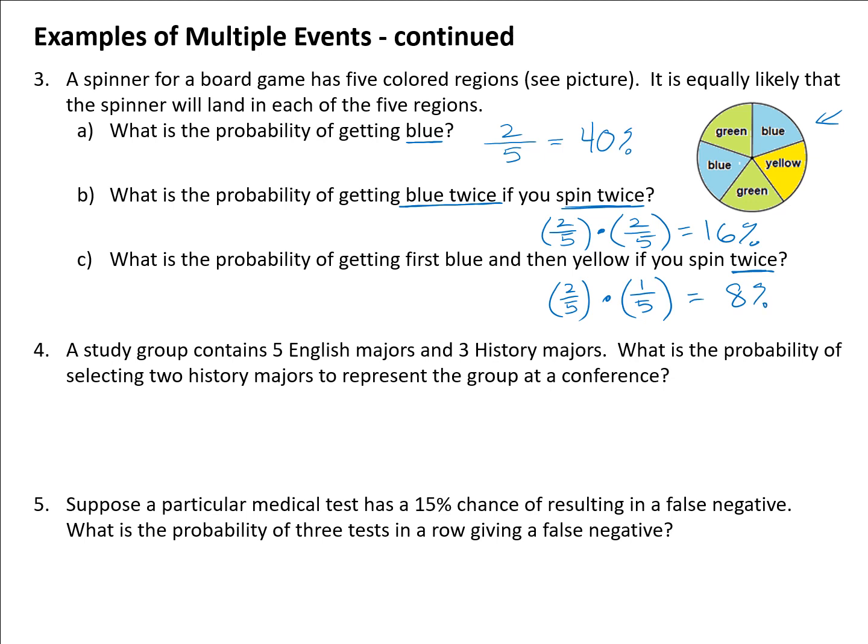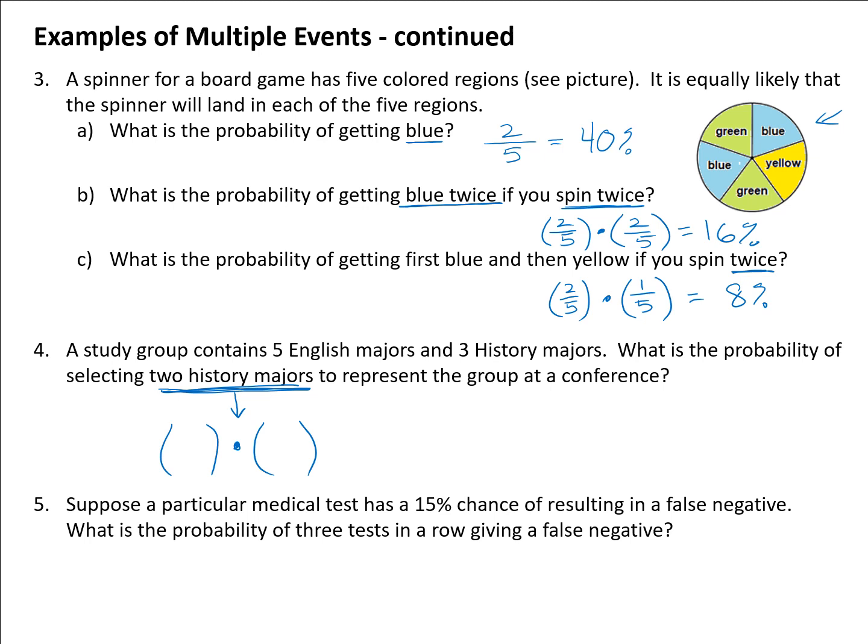Question 4. A study group contains 5 English majors and 3 history majors. What's the probability of selecting 2 history majors to represent the group at a conference? So we're sending 2 people to the conference. What's the chance they're both history majors from this group? All right, so we've got 2 people we're choosing, so that means we're going to multiply 2 probabilities together. We want both people to be history majors.